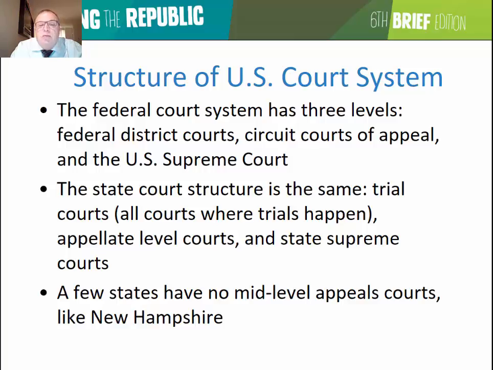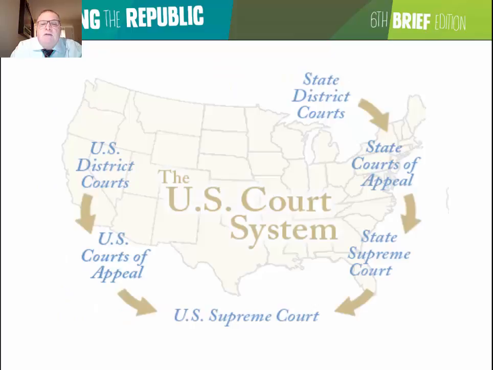So our systems are pretty parallel. A few states, a little smaller ones, don't have the mid level appeals court like New Hampshire. So here's the state district courts, their court of appeals, their state Supreme Court, the U.S. District Court, Court of Appeals, and then up to the Supreme Court. As you can see, cases can come to the Supreme Court actually from three directions.